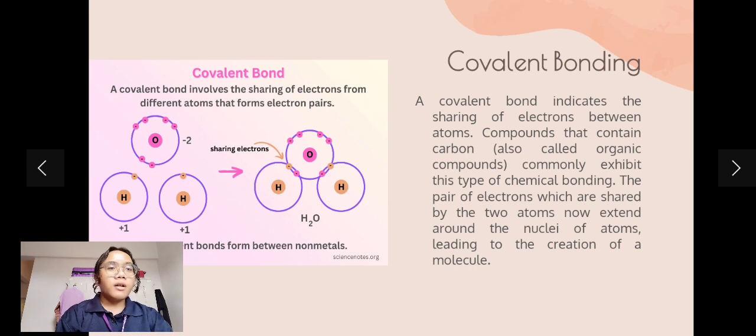Next is covalent bond. A covalent bond indicates the sharing of electrons between atoms. Compounds that contain carbon, also called organic compounds, commonly exhibit this type of chemical bonding. The pair of electrons which are shared by the two atoms now extend around the nuclei of the atoms, leading to the creation of molecules.